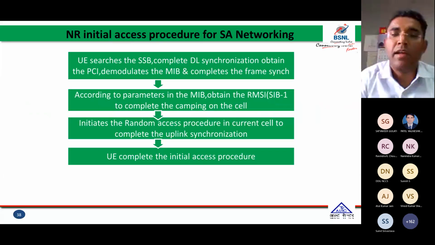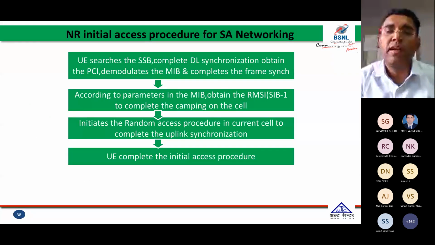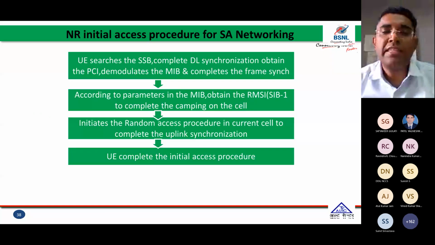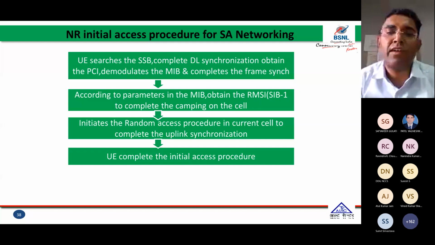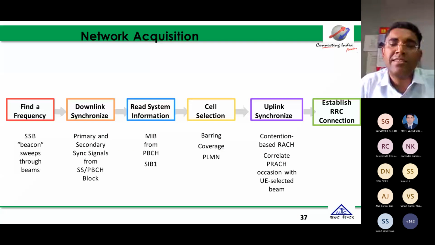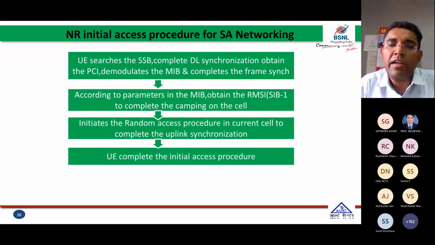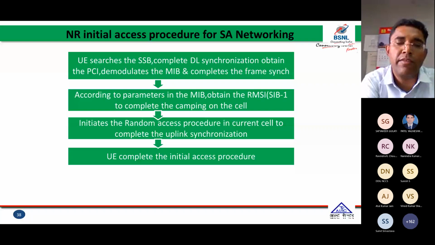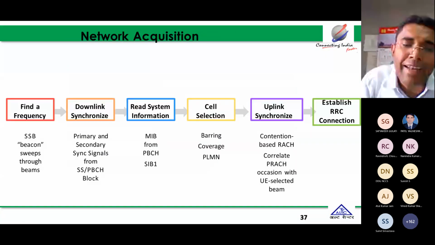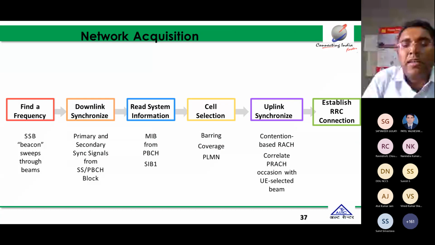Right. And the 2 slide where we are showing the new radio initial access procedure for the standalone networking. I think all of you know now what is the standalone mode 5G, how they actually acquire. The previous slide is that. This slide is showing the block direction, and this one is the UE searches the SSB and completes the downlink direction. This one has 4 steps: find the frequency, downlink synchronization, read the system information and cell selection.